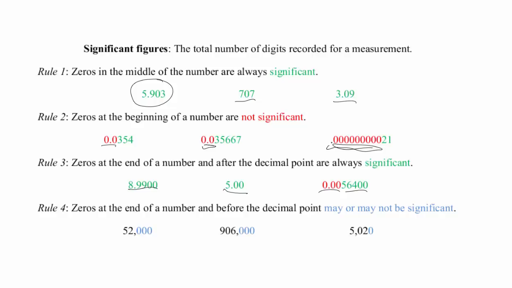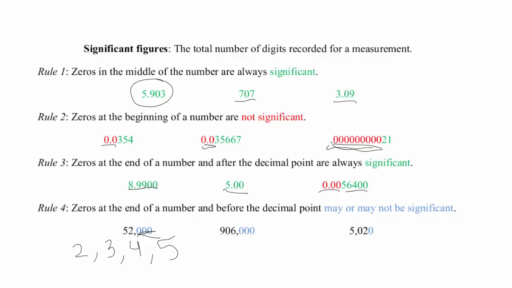The last thing to note is that zeros at the end of a number and before the decimal place may or may not be significant. So for the first example, we have 52,000. So these 3 zeros here may or may not be significant. We have no idea how to tell if they are significant. This number has 2 for sure significant numbers, but it can have at least 2, or it can have 3, or it can have 4, or 5 significant numbers.